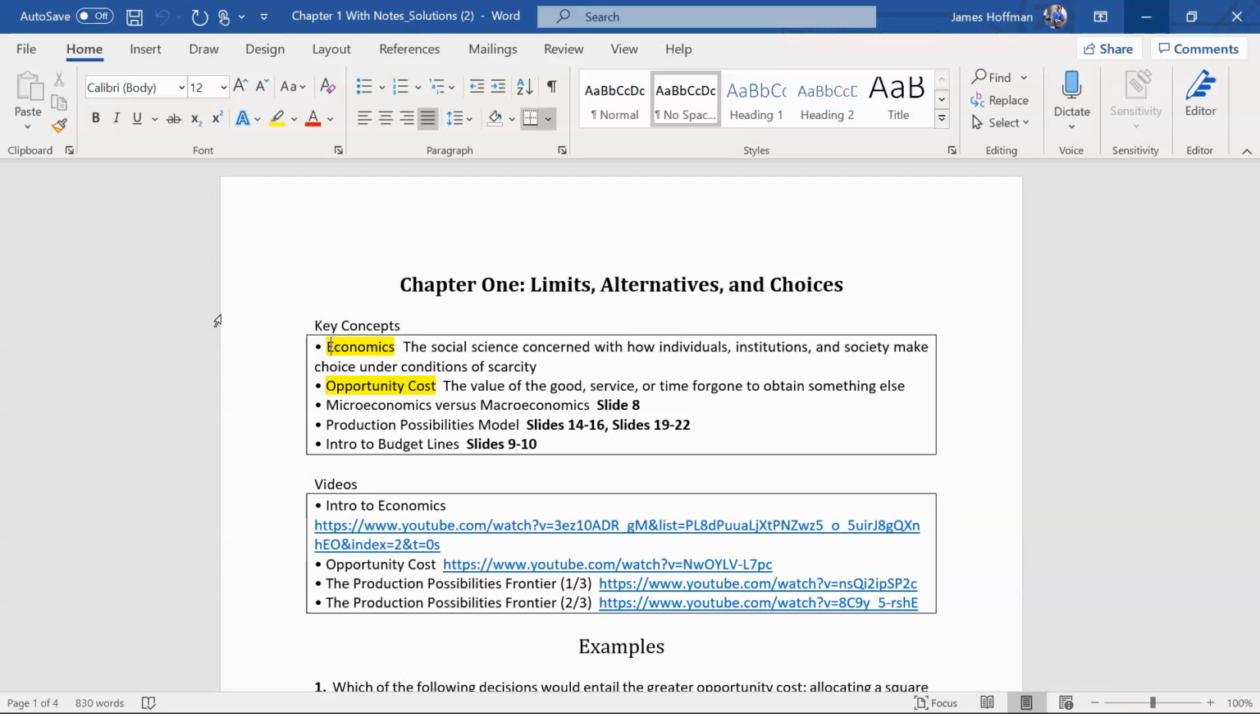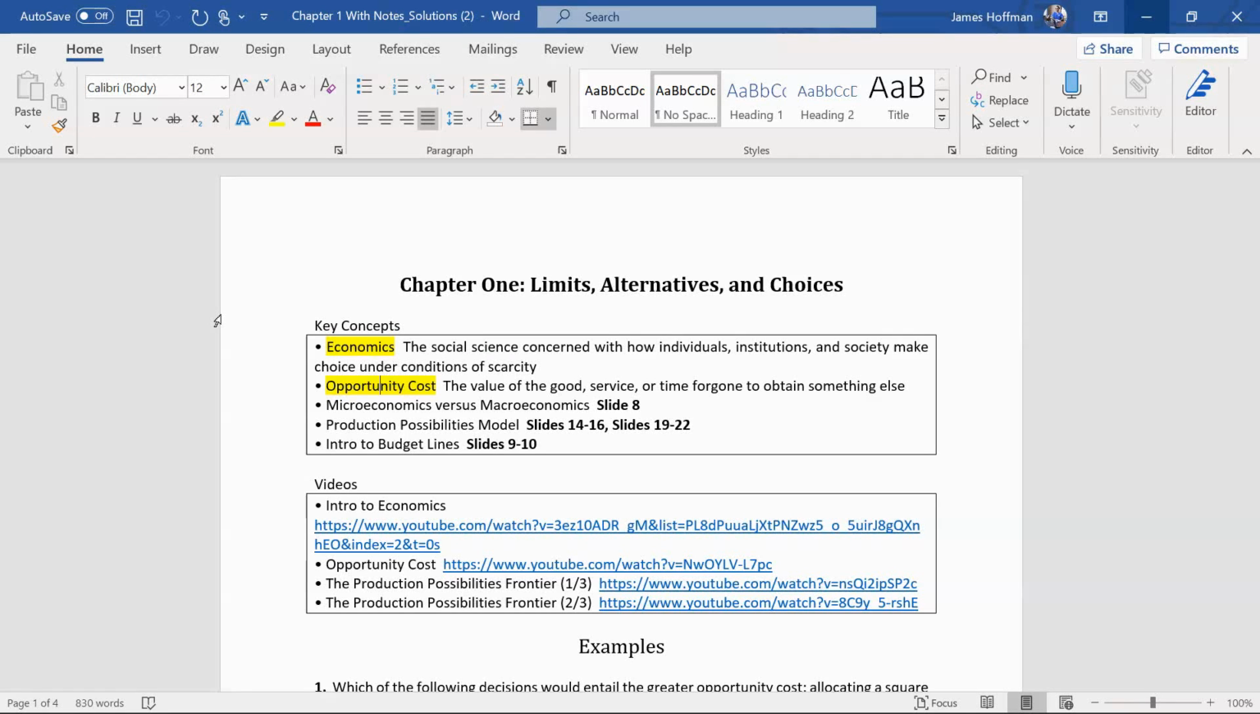All right, so first, just to start from the beginning, the textbook definition of economics. It's a social science that looks at how individuals, institutions, and society make choices under conditions of scarcity. So you're making decisions or choices with limited resources, and you have scarcity, and you have to try to optimize based on what you have available and what you can achieve. So it's a social science looking at that kind of decision making.